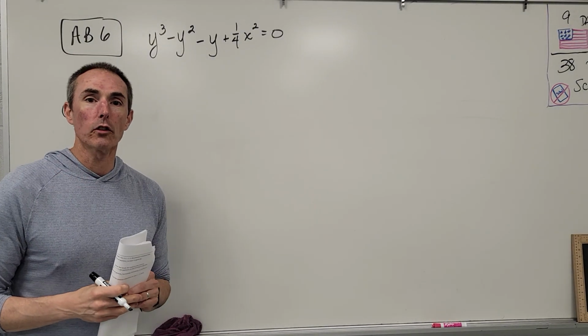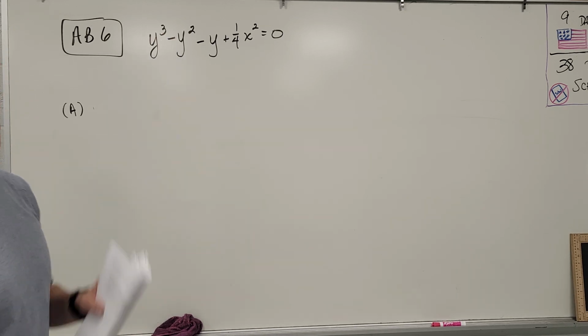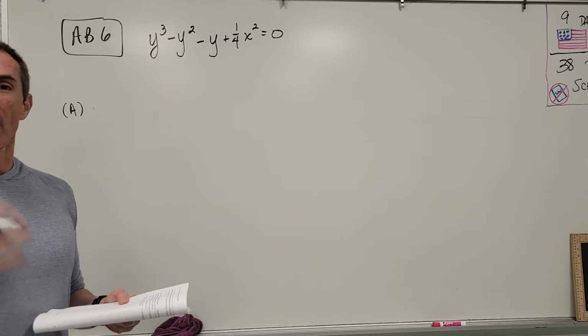Okay, let's take a look at the solutions to 2025 AP Calculus Free Response question number 6. This was an implicitly defined curve, and we were asked to do a couple things with it.